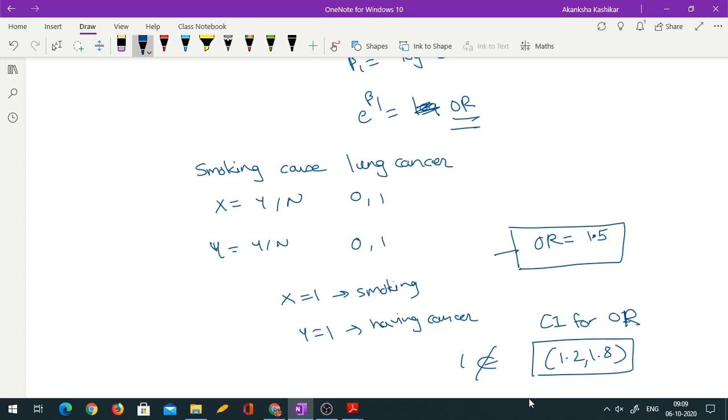That would mean that there is no change in the probability of getting lung cancer even if a person smokes, if 1 belongs to the confidence interval. If 1 doesn't belong to the confidence interval, meaning the confidence interval is completely to the right of 1, it means that x equal to 1 is increasing the chances of getting lung cancer. If the confidence interval is completely to the left of 1, it would mean that x equal to 1 is decreasing the chances of getting cancer. If the interval includes 1, then we would say that the regressor is not significant, so there is no effect of the regressor on response y.